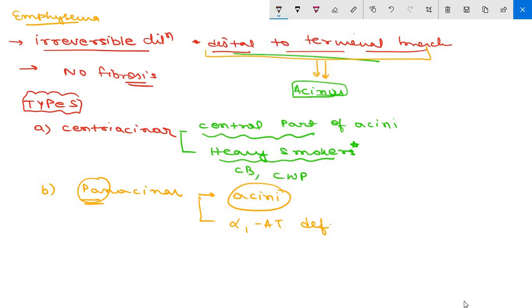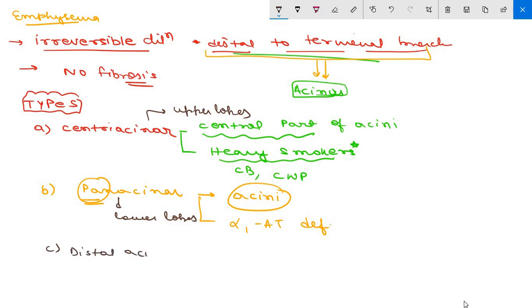Clear? And this pan-acinar will mainly involve your lower lobes. It mainly involves lower lobes. The centri-acinar will mainly involve upper lobes. So let's move to the third one, that is distal acinar.